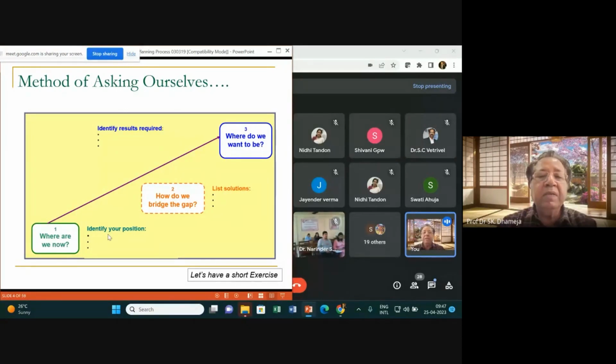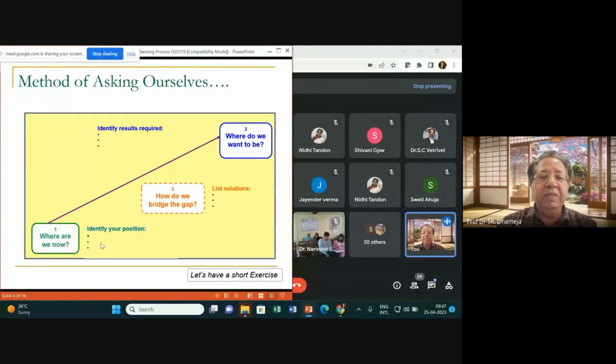In fact, when we take this class in a classroom, in an offline mode, then we interact much more with the participants. Then they have to do all these things. But in an online mode, sometimes you have to keep on speaking, because then there's a break in between. So where are we right now? So this you can identify your position.